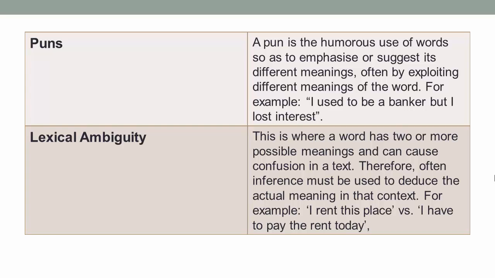Next we have lexical ambiguity. Now remember that ambiguity means unclear. This is where a word has two or more possible meanings and can cause confusion in a text. Therefore, often inference must be used to deduce the actual meaning in that context. For example, I rent this place versus I have to pay the rent today. In both contexts, rent has a different meaning.